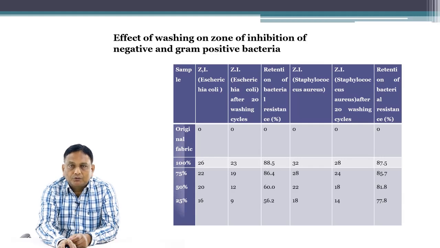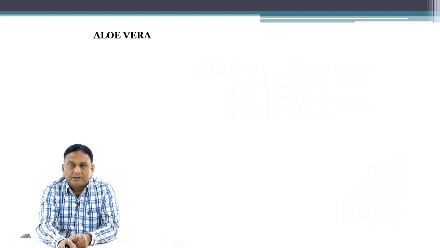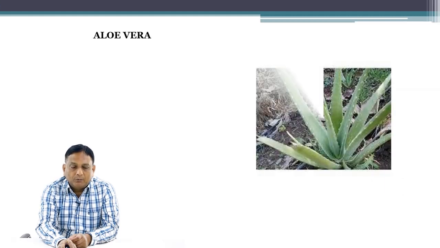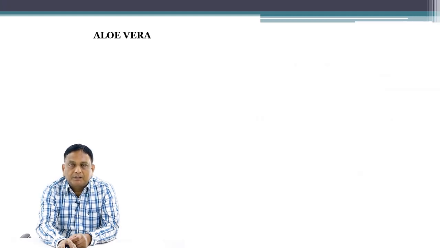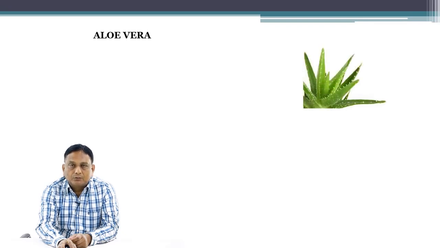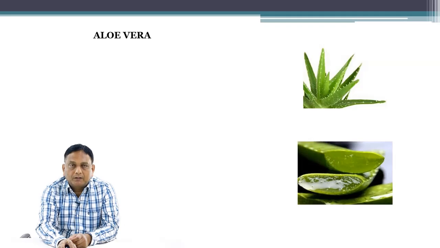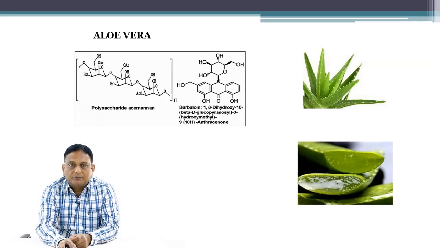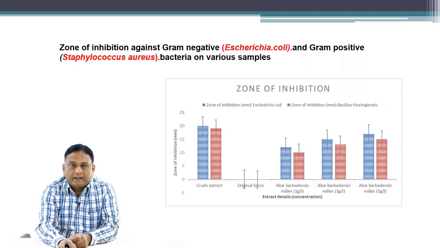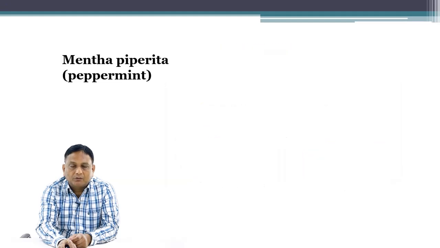After washing also, it retains around 77% or 81%. Different kinds of activities are noticed here, up to 87.5% retention. Aloe vera is also another compound by which this antibacterial activity can be imparted to the fabric. So this is a common figure of aloe vera, which can be applied to the textiles. And the zone of inhibition at different concentrations is shown here.